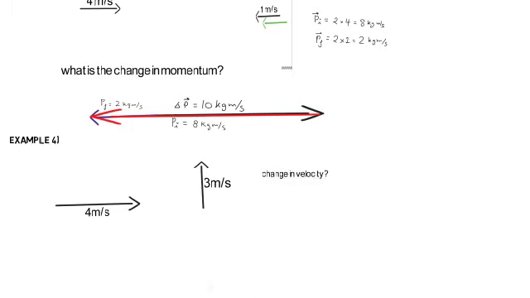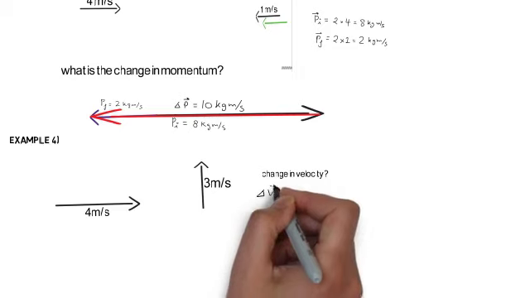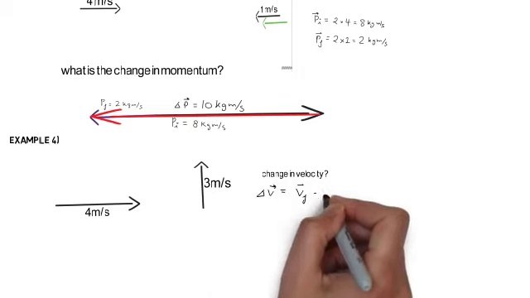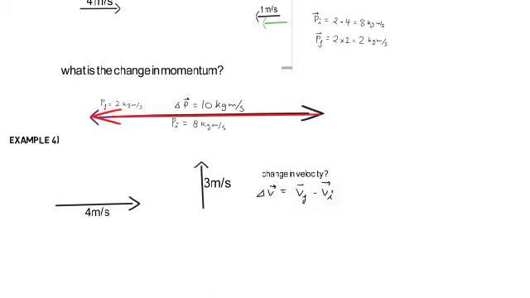That is, we have to find delta V vector, which will be equal to Vf vector minus Vi vector. The change in velocity will not be equal to 1 meter per second. Velocity is not a scalar quantity. The change in speed will be equal to 1 meter per second. Always remember that velocity is a vector quantity and therefore will add and subtract like vectors.